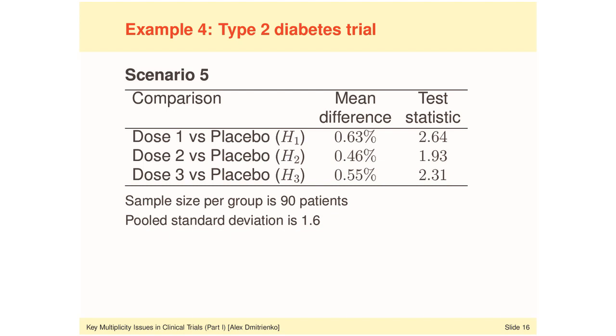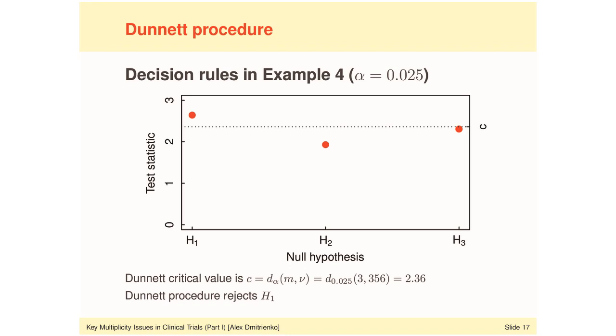We need to make assumptions about the common sample size. We assume here that the common sample size per group is 90 patients, and also assumptions about the pooled standard deviation. Let's assume that this quantity is equal to 1.6. The plot shown on slide 17 is very similar conceptually to similar plots that we have used before to summarize the results of clinical trials and illustrate decision rules used by multiple testing procedures.